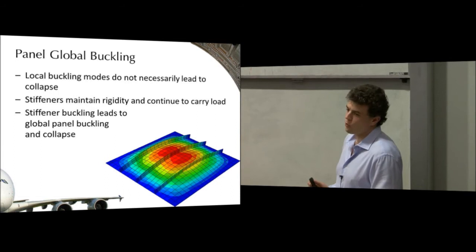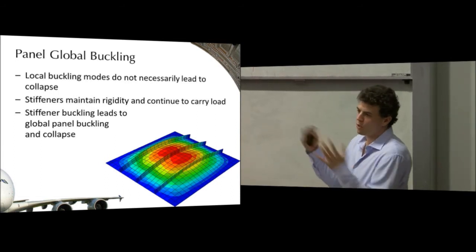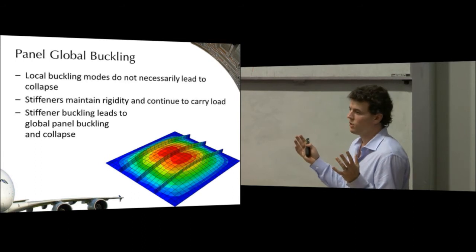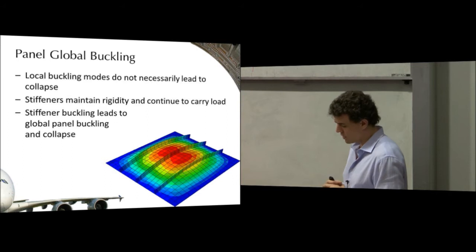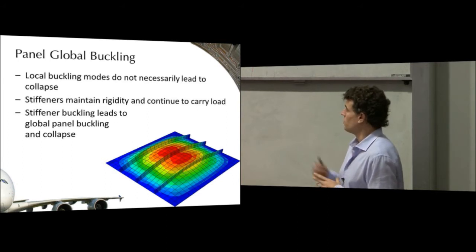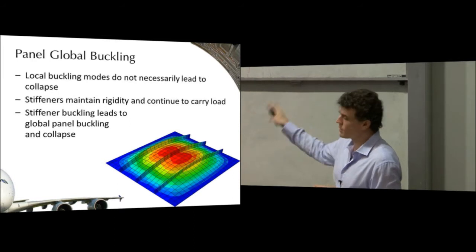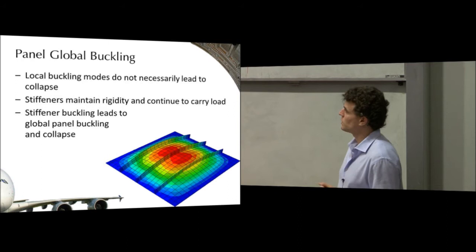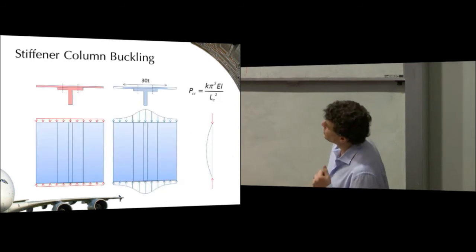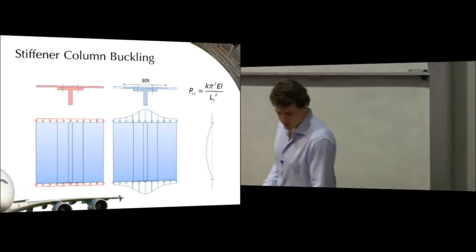Eventually, though, there will be a catastrophic mode. The panel itself as a whole will buckle, and once that happens, the structure can no longer carry any more load. And so the particular buckling modes that will lead to that collapse are stiffener column buckling and crippling, which we'll deal with independently now.